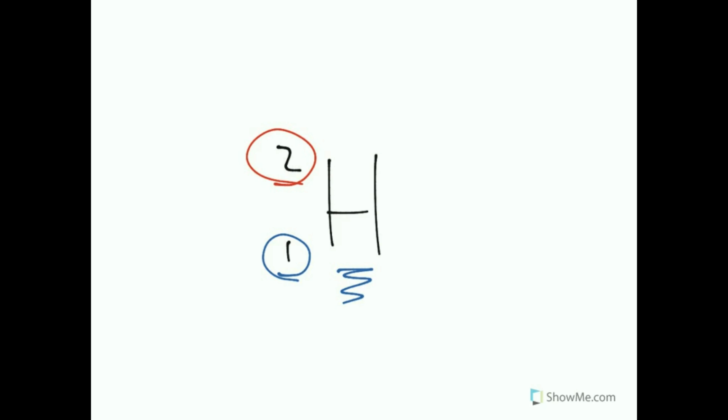What else could be in the nucleus? A neutron. And that's what we find in the nucleus. It's just protons and neutrons, and the electrons are whizzing around outside the nucleus. So we've got 1 neutron here, 2 things in the nucleus, 1 of them is a proton, anything else has to be a neutron. But it's still hydrogen because it has an atomic number of 1.